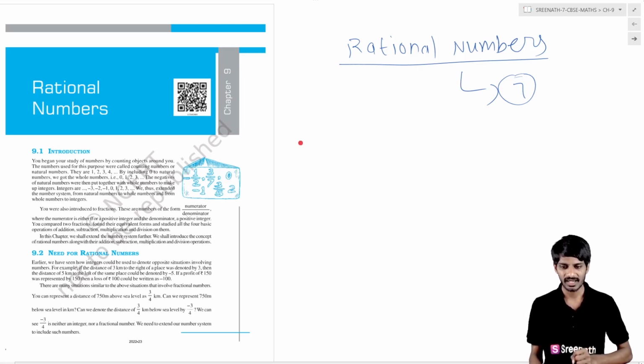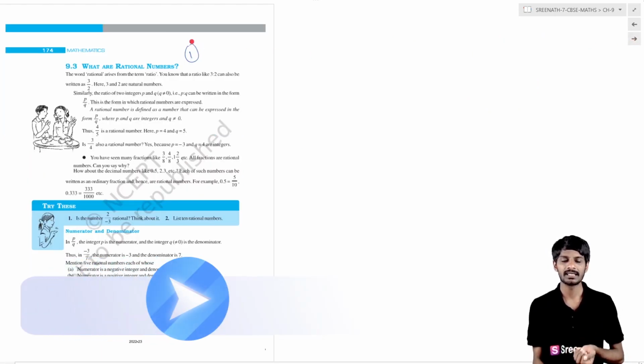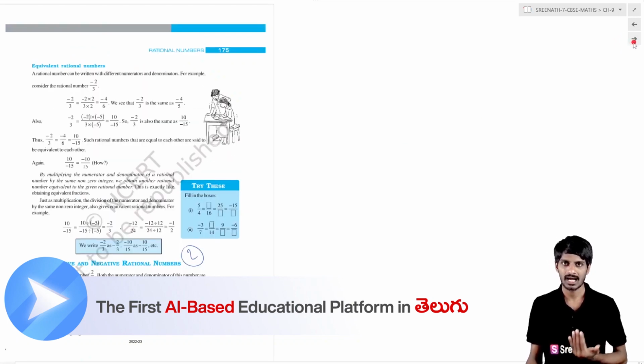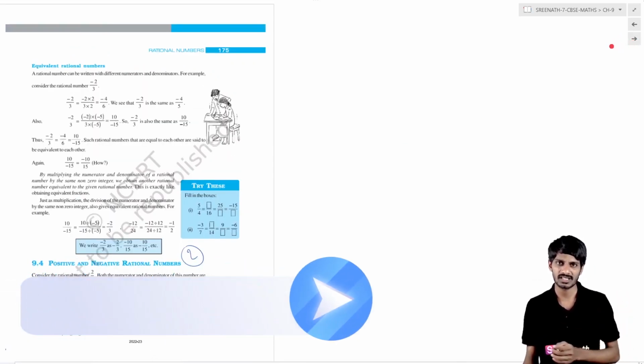Okay, now we will start this session. Now we are entering into the overview. Basically we are having 7 topics. The first topic is what are rational numbers. What are rational numbers, and what are the numerator and denominator in rational numbers, we are going to discuss. And what are equal rational numbers, all that comes under the first topic.